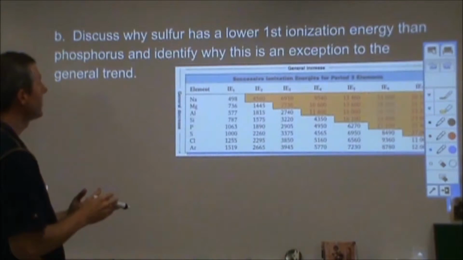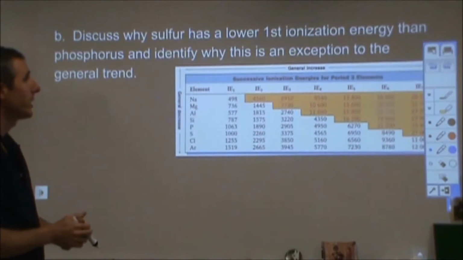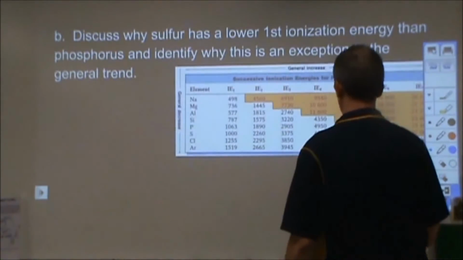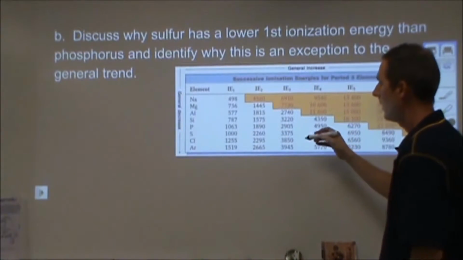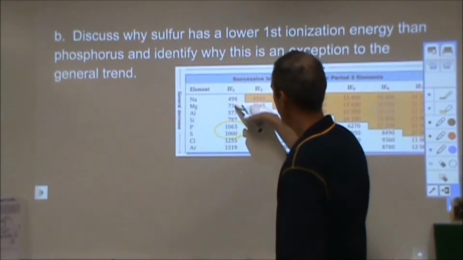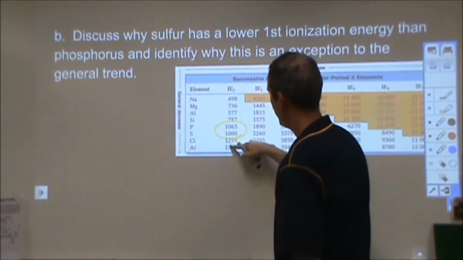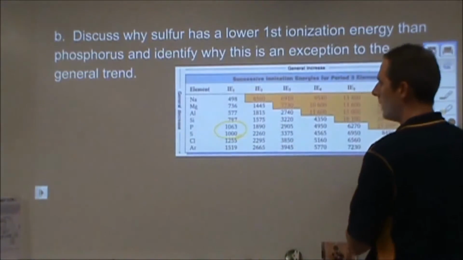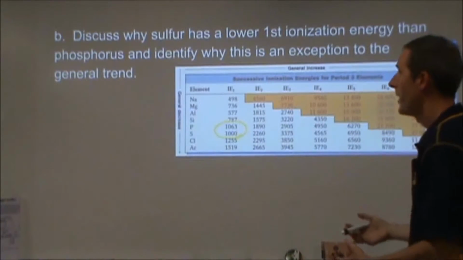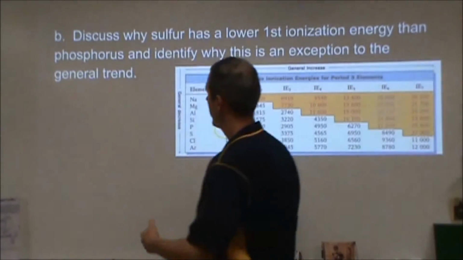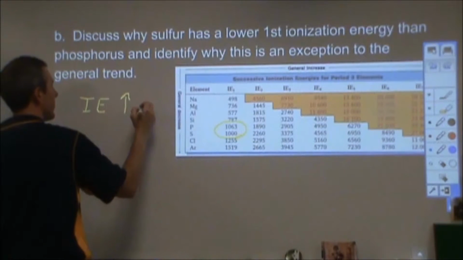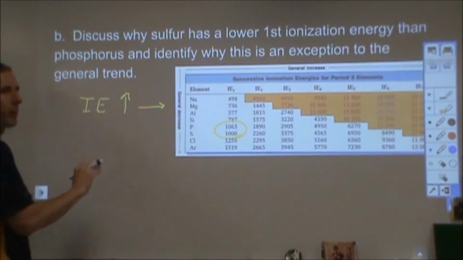The next question says, discuss why sulfur has a lower first ionization energy than phosphorus, and identify why that's an exception to the rule. Sulfur and phosphorus are right here. We see that the ionization energy, for the most part, is going up as we move across the period, but all of a sudden here it drops back down. So the trend is showing us that ionization energy increases as we move right across the period.